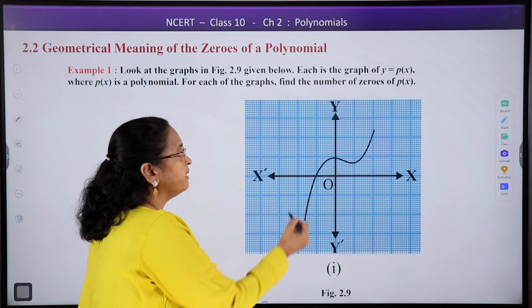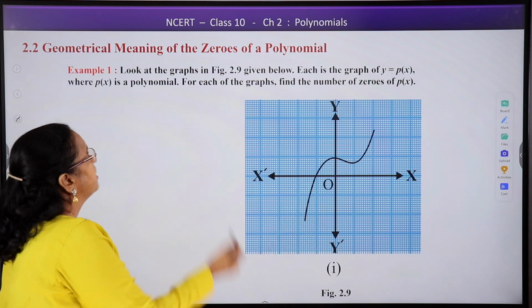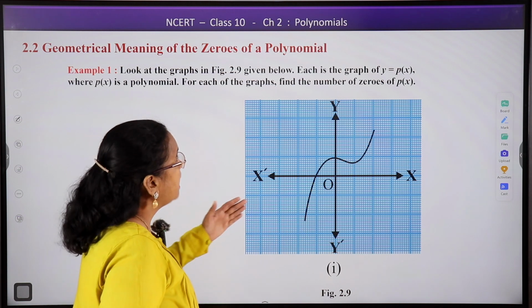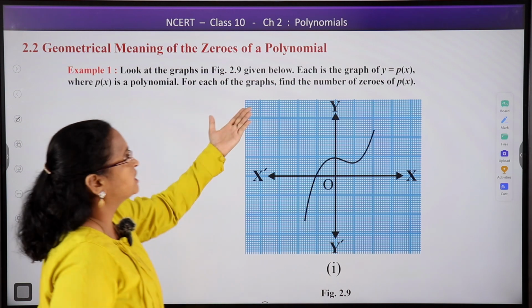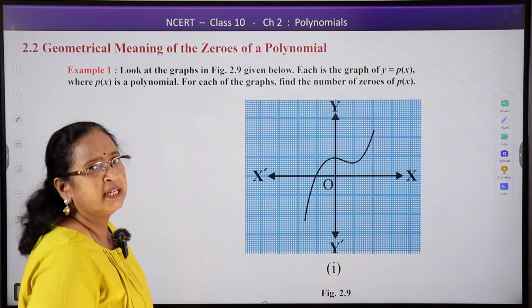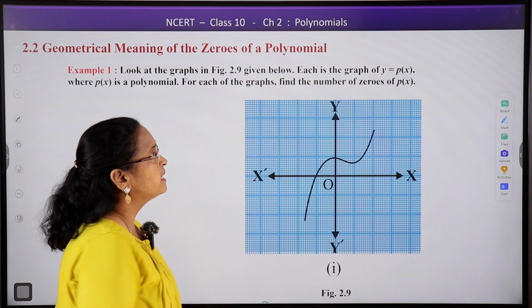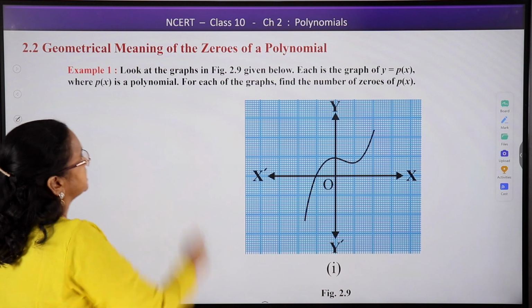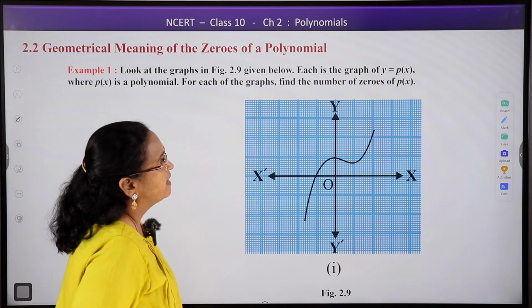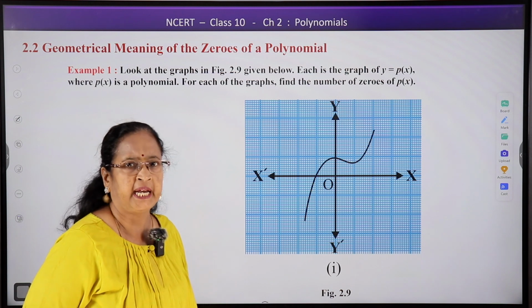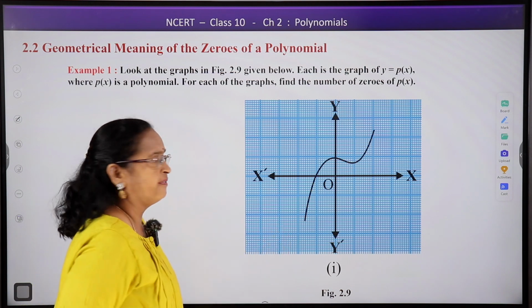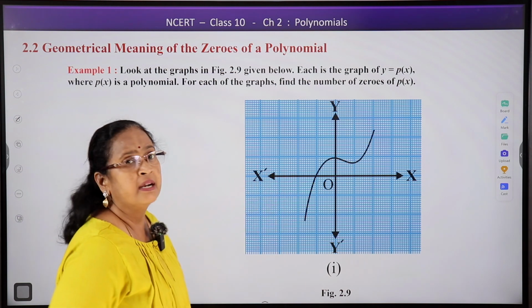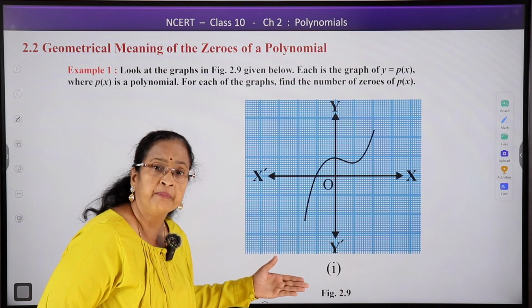Now we come to the next. We will take the individual graphs of Example 1, and one by one I'll explain how many zeros each has. Just see the question. Each of these graphs is y equal to p(x), that means y is a polynomial in x, where p(x) is a polynomial. For each graph, find the number of zeros of p(x). You have to just look at the graph and find out how many zeros the polynomial has.